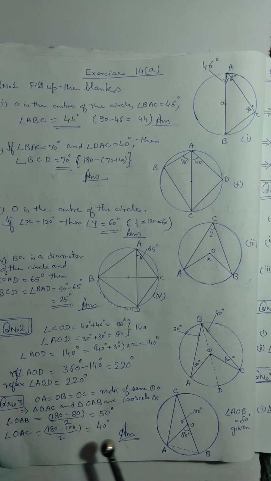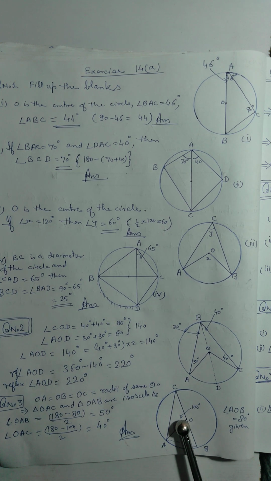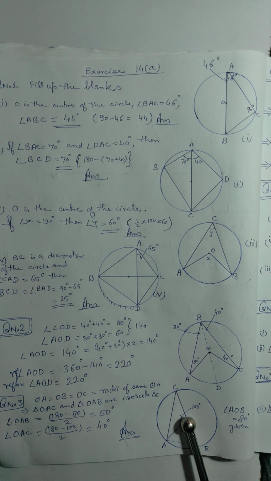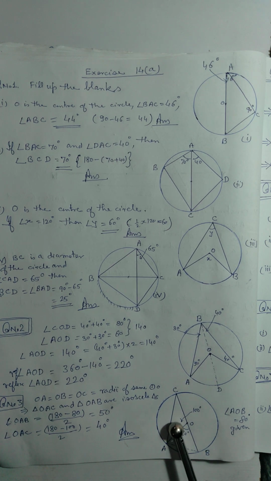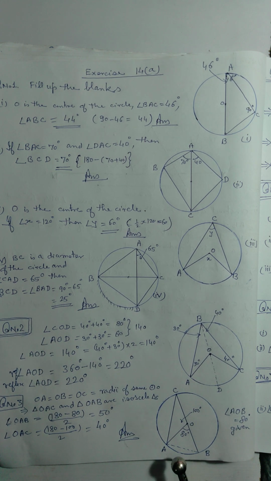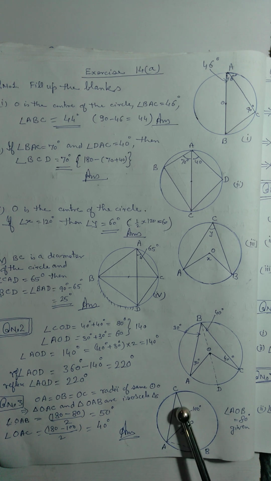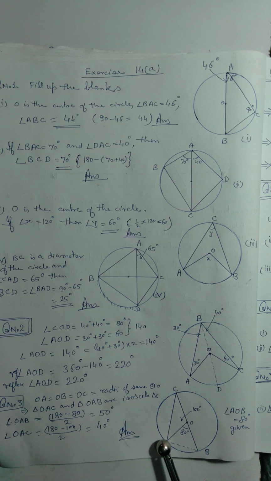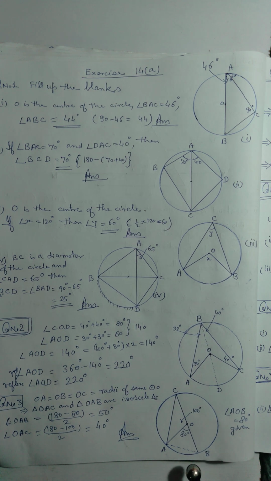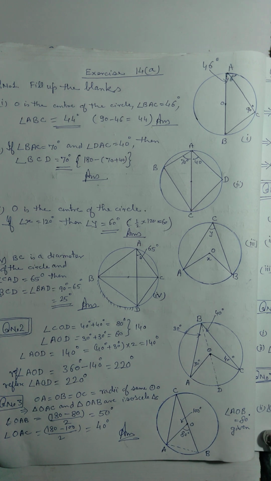Similarly, OAC will also be equal to 180 minus 100. We have worked out already, this is 100 degree. So 180 minus 100 whole divided by 2, means we have to divide the remaining angle in two equal parts, that is 40 degree and 40 degree. So now here this is 50, this is 40. So total, that is 90 degree in semicircle. Means BAC is 90 degree or CAB is also 90 degree, the same angle.